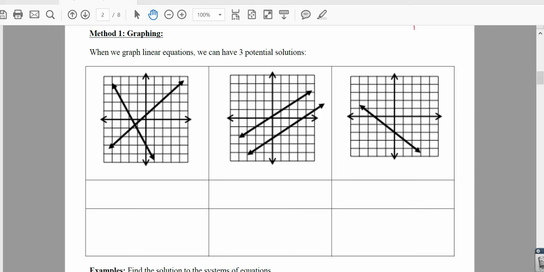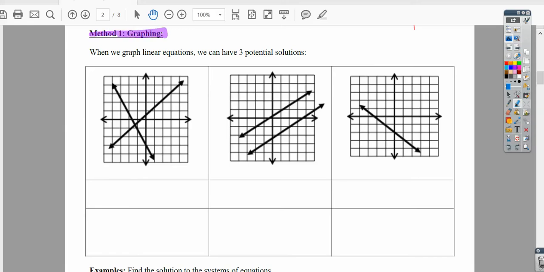In this video, we're going to talk about the first method of systems of equations. The first method we're going to talk about is the graphing method.